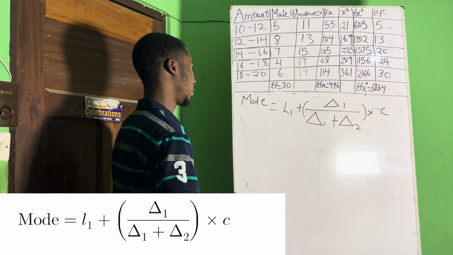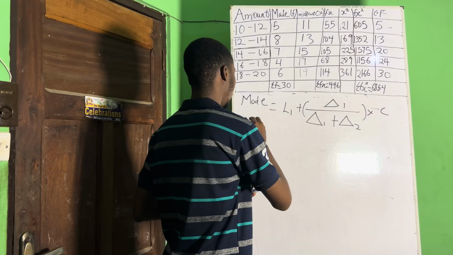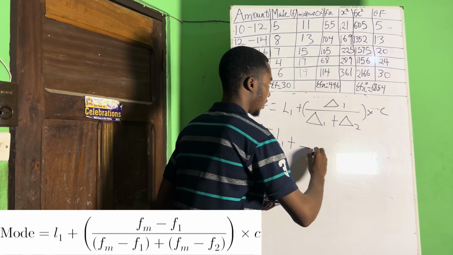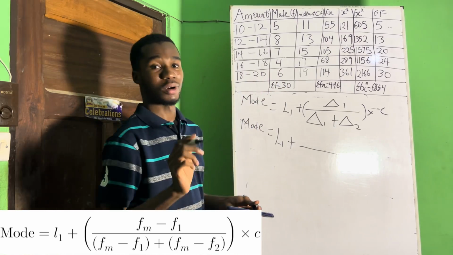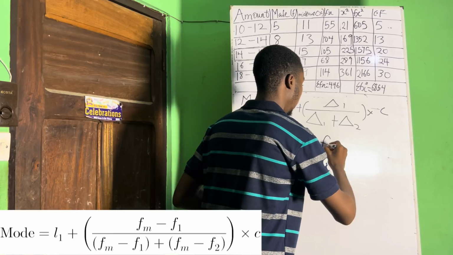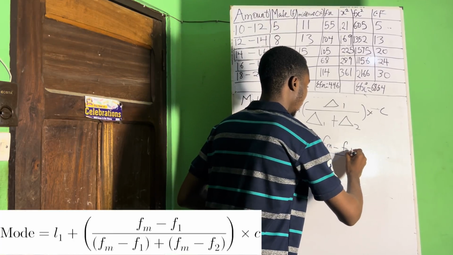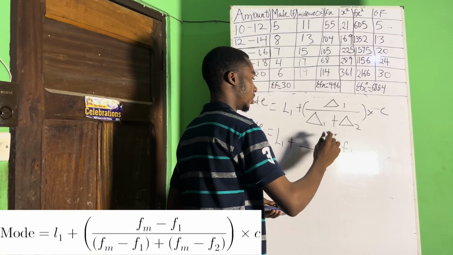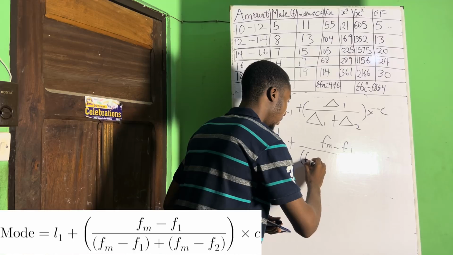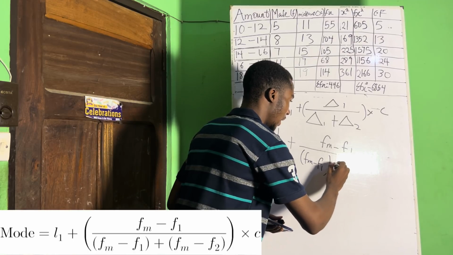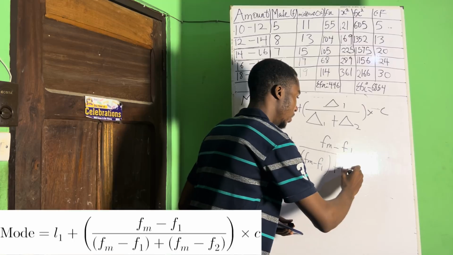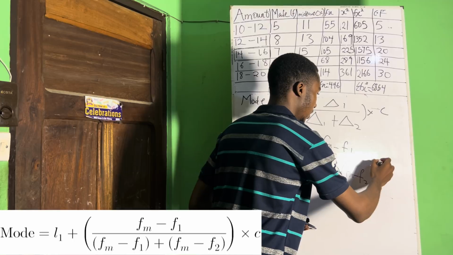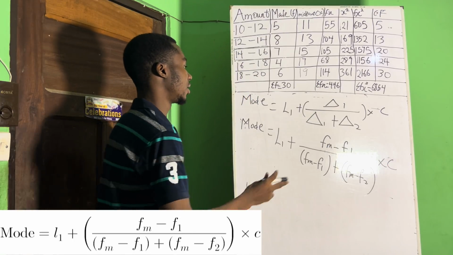But if you want to break the formula for the mode down, the actual formula is L1 plus the change in 1. So the change in 1 that they are talking about is Fm minus F1. You get it? So that's the change in 1. The change in 1 is Fm minus F1. So into bracket Fm minus F1, then plus change in 2. This is Fm minus F2. Then times the C. So this is the actual formula for the mode.